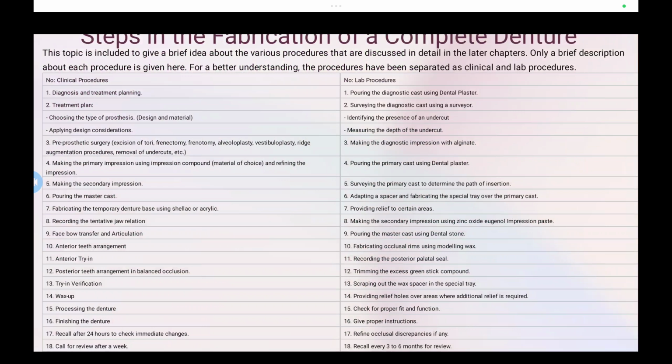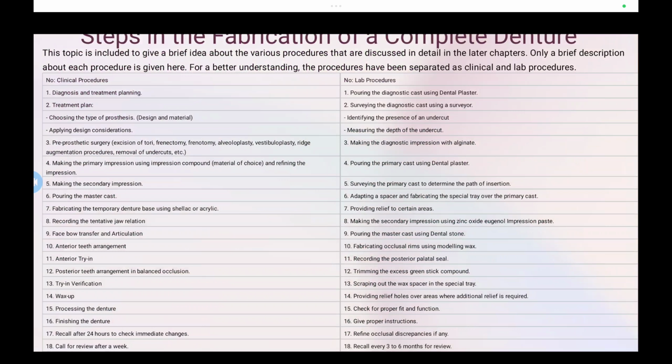Then face bow transfer and articulation. Anterior teeth arrangement, anterior try-in, posterior teeth arrangement in balanced occlusion, try-in verification, wax up, processing the denture, finishing the denture. Check for proper fit and function, give proper instructions, refine occlusal discrepancies if any, recall after 24 hours to check immediate changes, call for a review after a week, recall every 3 to 6 months for review. These are the step-wise orders which are performed in the clinic and in the lab.